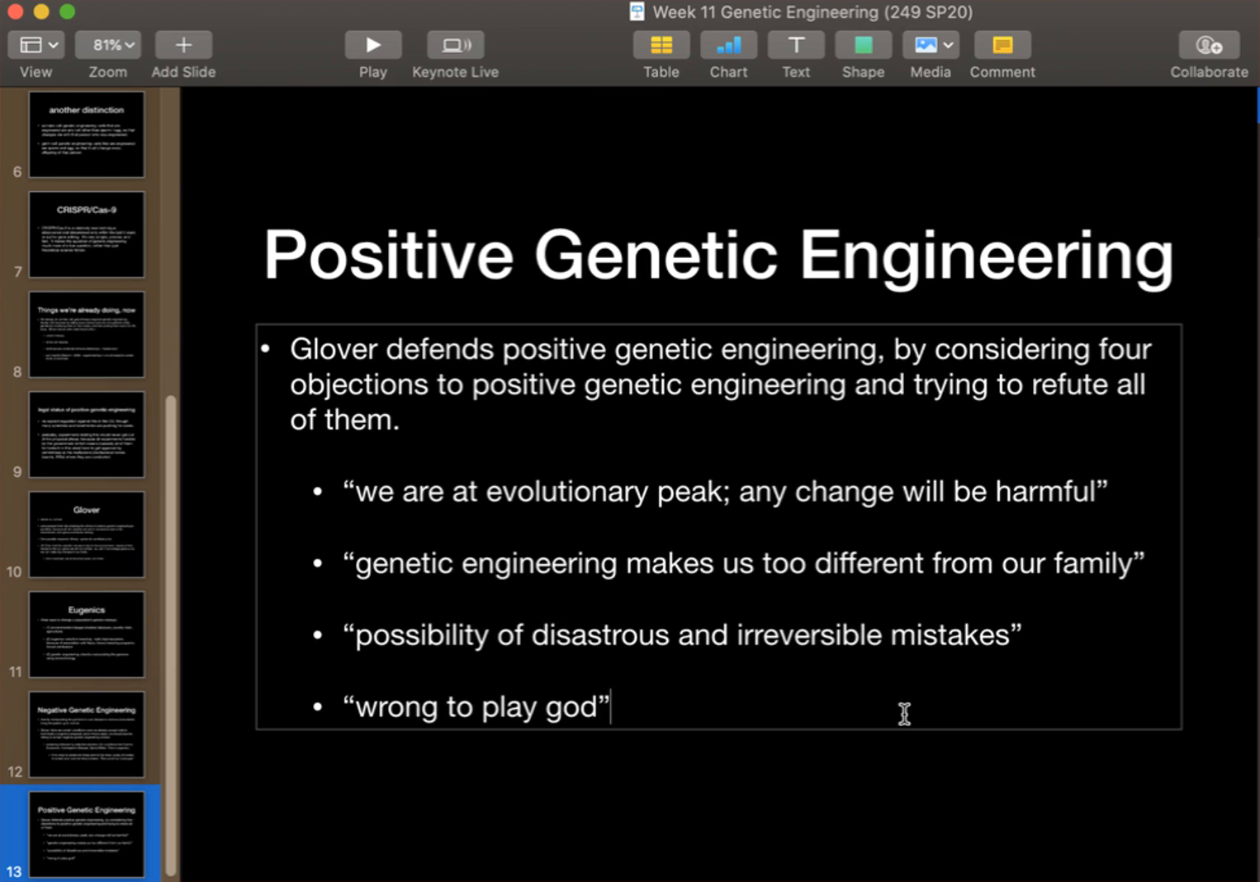Either there's a literal God whose territory that is, not ours, or it's a different objection about leaving the decision about genetic engineering to a small group of people. Either way, wrong to play God. Okay, so we're going to consider all four of these, and we're going to see what Glover has to say about each of them.